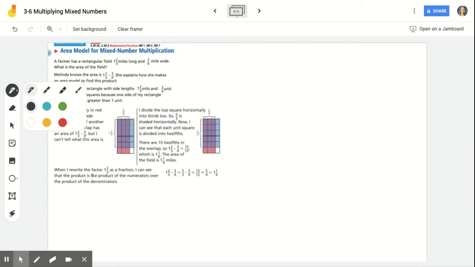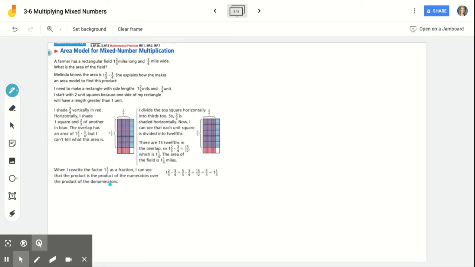So at the top of page 81, find that heading, area model for mixed number multiplication, and then there's a word problem that goes along with it. So read along with me as I read it out loud. It says, a farmer has a rectangular field 1 2/3 miles long and 3/4 miles wide. What is the area of the field? Let's mark up this word problem using the CUBE strategy. Let's underline the question. What is the area of the field? Let's circle these two numbers with their units. So 1 2/3 miles long and 3/4 miles wide.